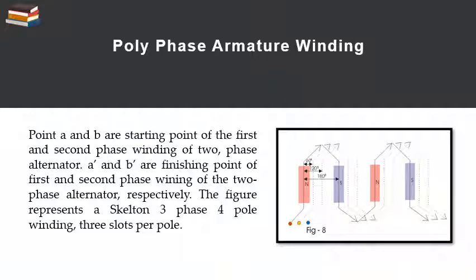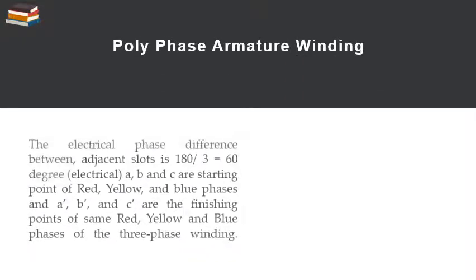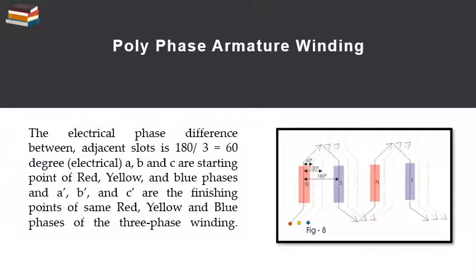The figure represents a skeleton 3-phase 4-pole winding, 3 slot per pole. The electrical phase difference between adjacent slots is 180 by 3, which is equal to 60 degrees. A, B and C are the starting points of the red, yellow and blue phases, in short R, Y, B phases, and A dash, B dash, and C dash are the finishing points of the same R, Y, B phases of the three phase winding.